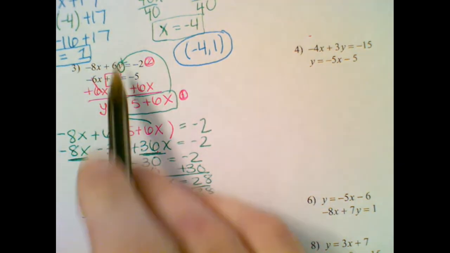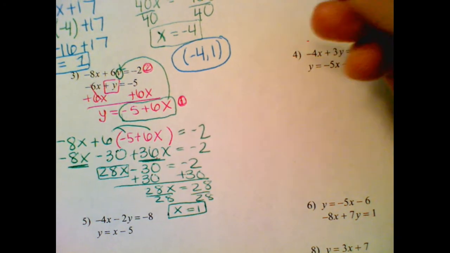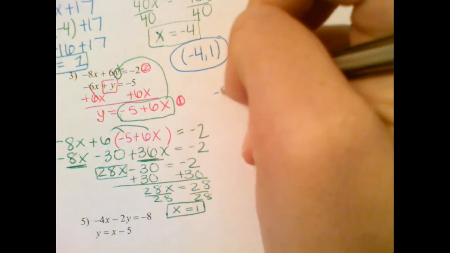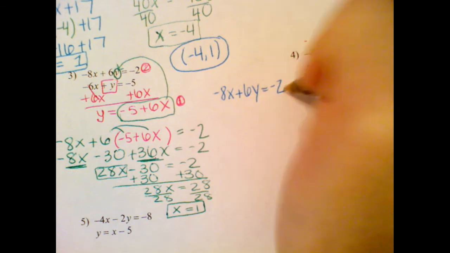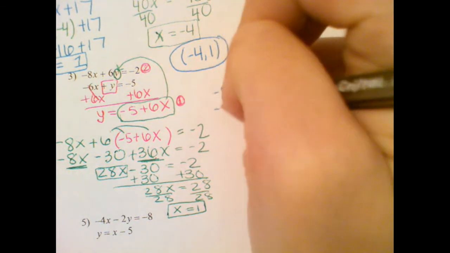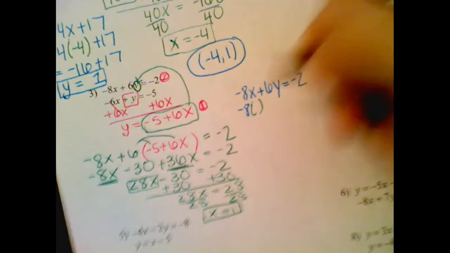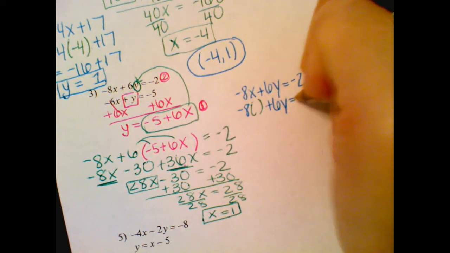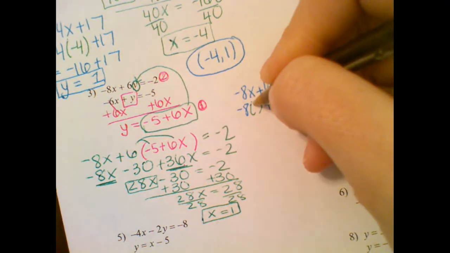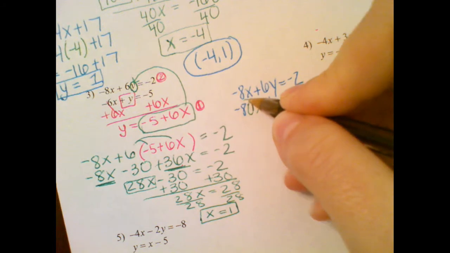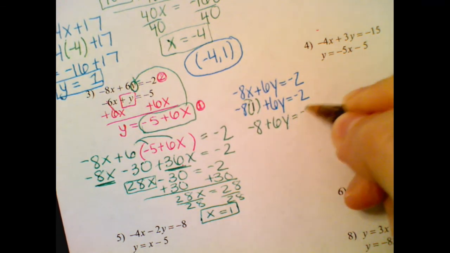So now I'm going to take either original equation, it doesn't matter. Last time we did the second one, so this time we can do the first one. -8x plus 6y equals -2. And I found x. So everything else is going to stay. But now instead of writing x, I'm going to write what I got, which is 1. So now I distribute. I get -8 plus 6y equals -2.